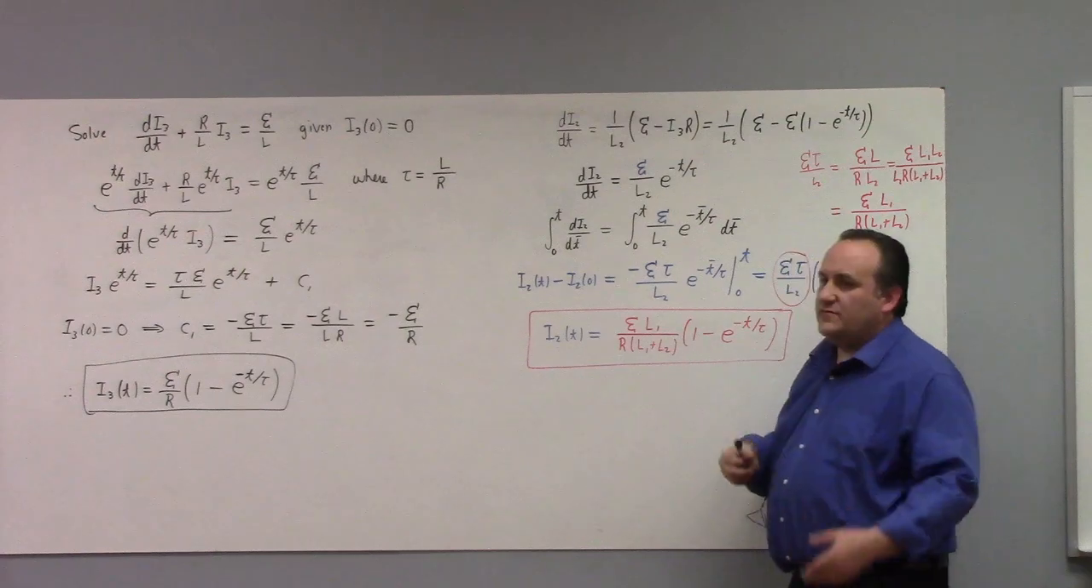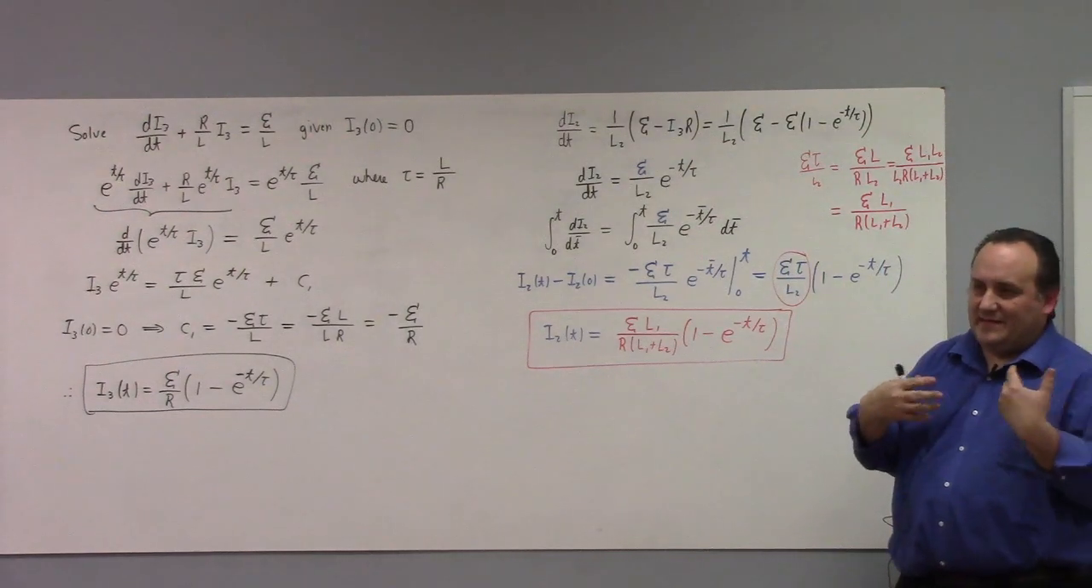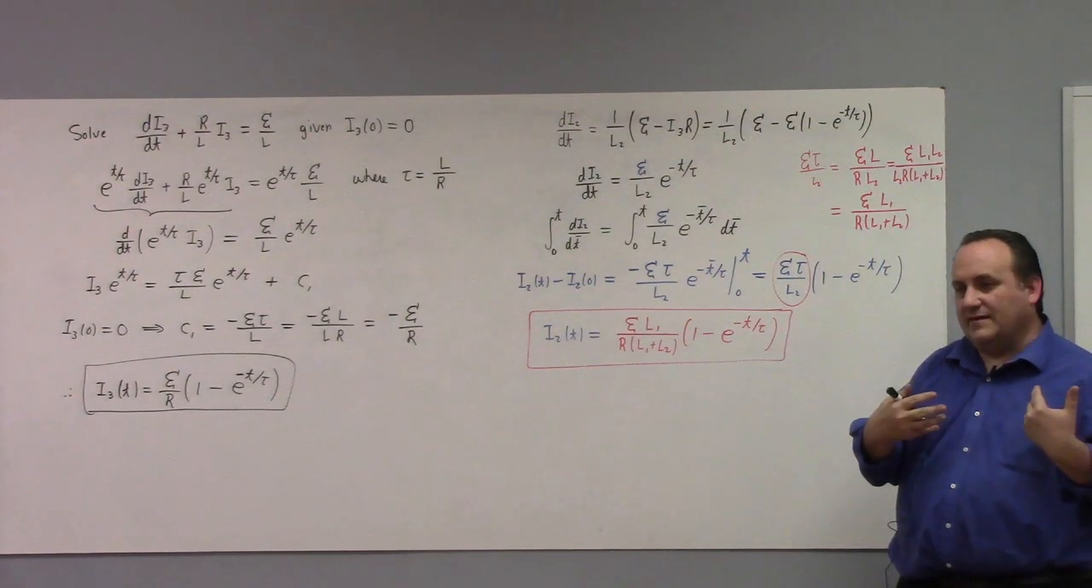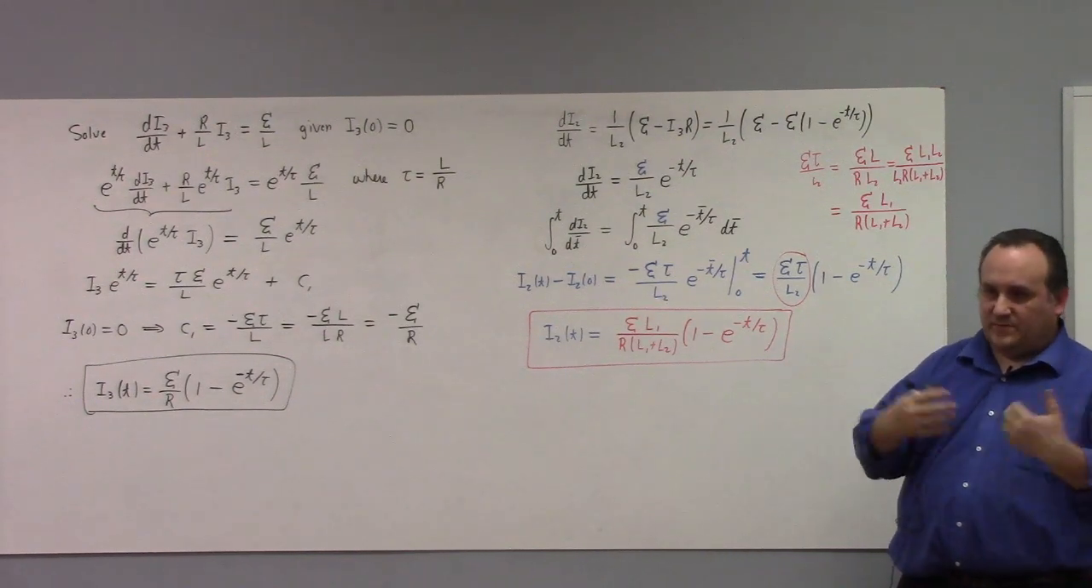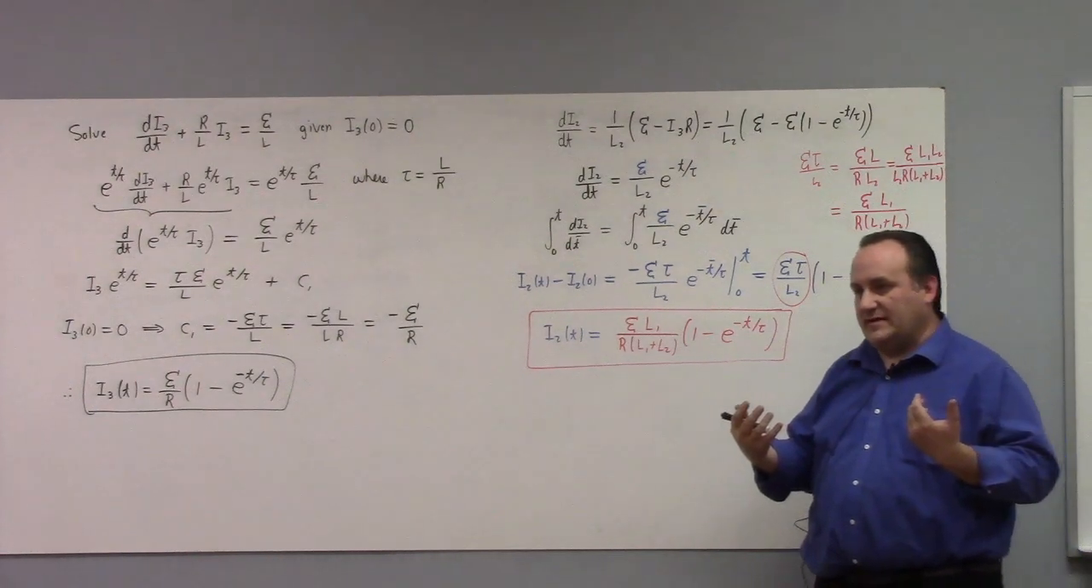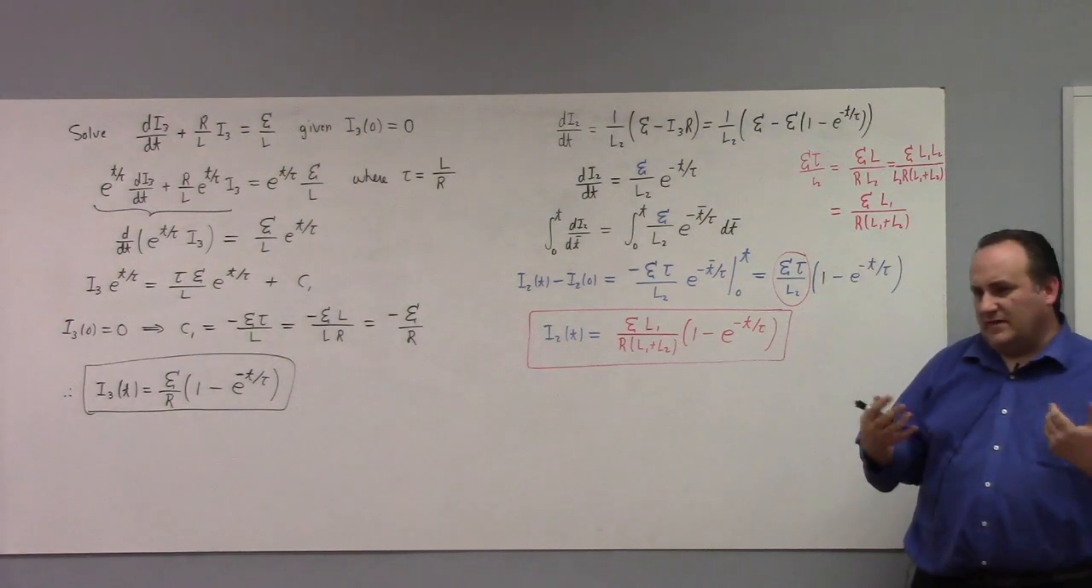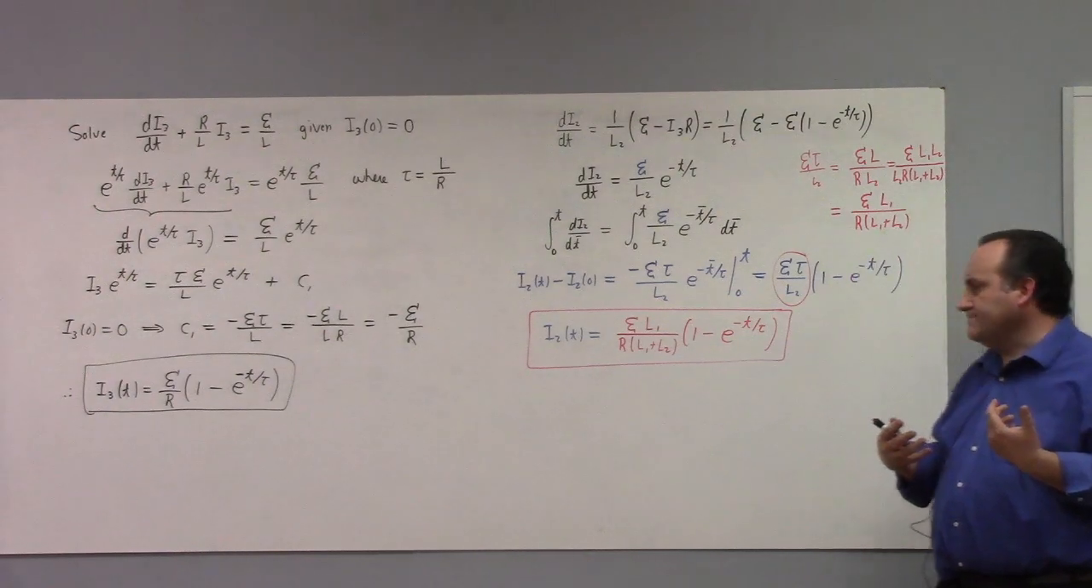And I'm introducing the time constant early on because it makes the calculus easier to follow. Otherwise, we'd be writing R and L 20 times. But instead we're just writing tau, which is actually kind of more physically interesting anyway.